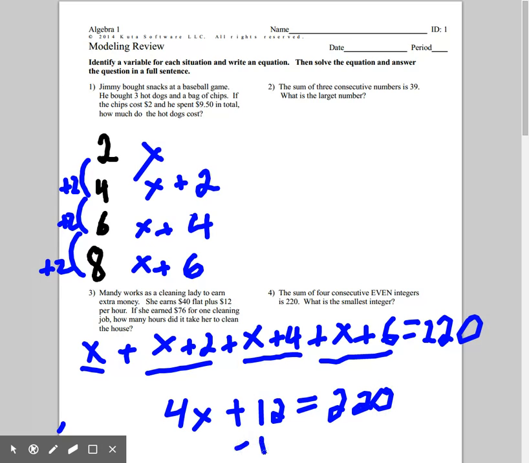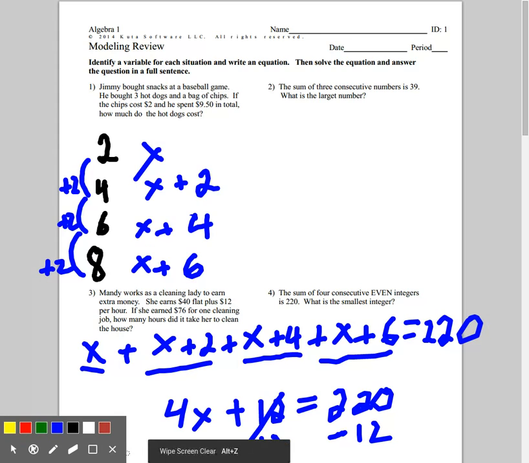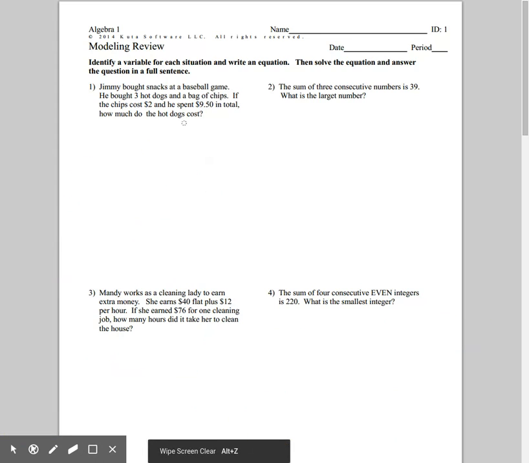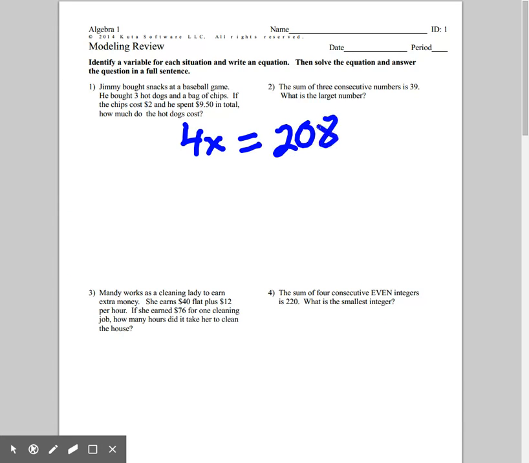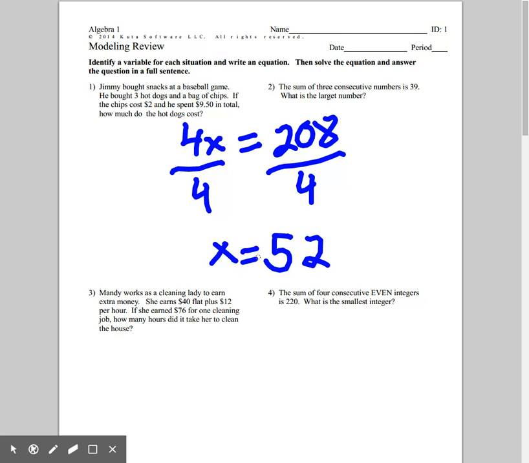I'm going to subtract 12 on both sides using my inverse property. And I get 208, right? 220 minus 12 is 208. So I'm just going to put that up here. So I have 4x equals 208. Now I divide both sides by 4. 4 goes into 20 5 times. 4 goes into 8 2 times. And our smallest integer is 52.